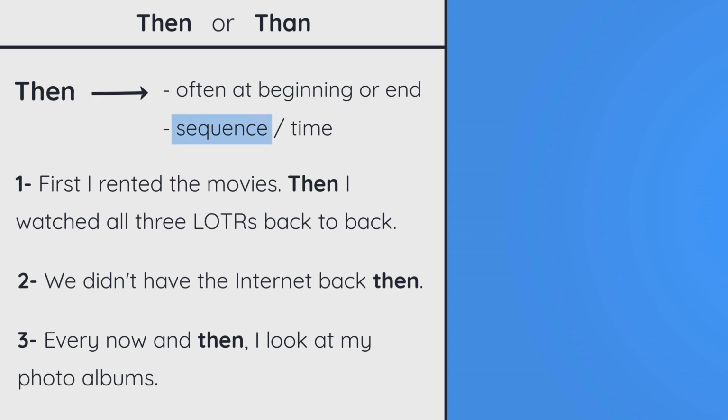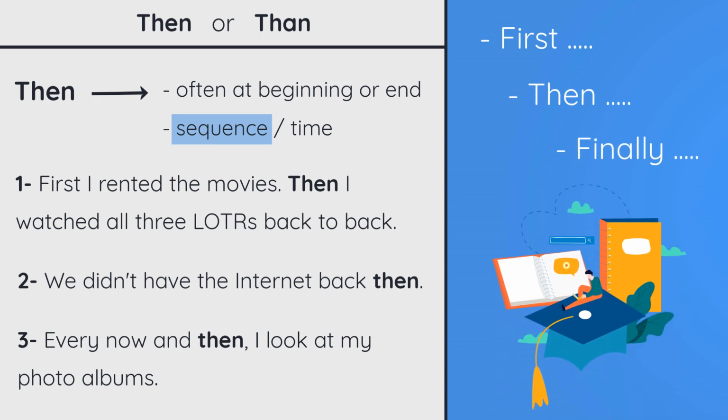Another thing I can tell you is that then has to do with sequence. Sequence means the order. First, then, finally. You often learn that when you learn English in beginner classes. First, I did this, then I did that, next I did this, finally I did that. Okay, so that's sequence.